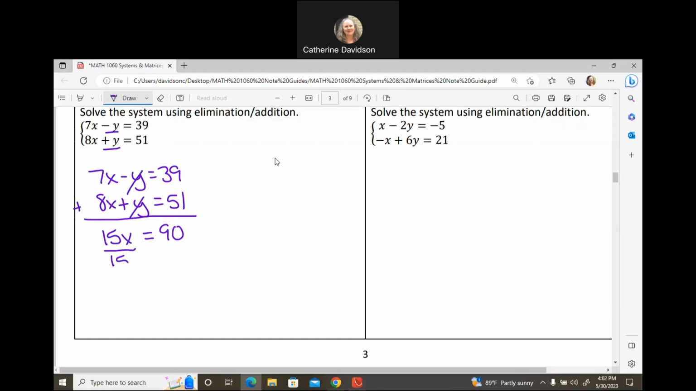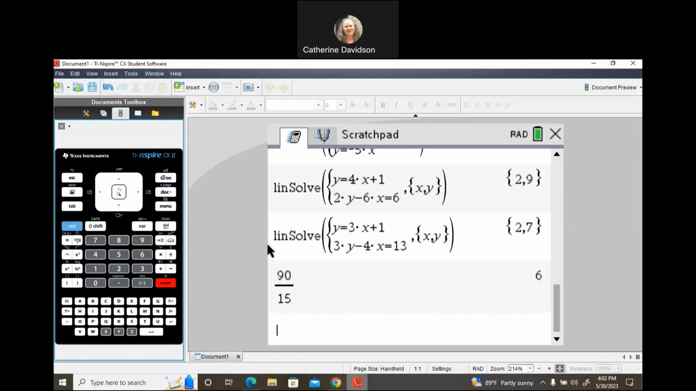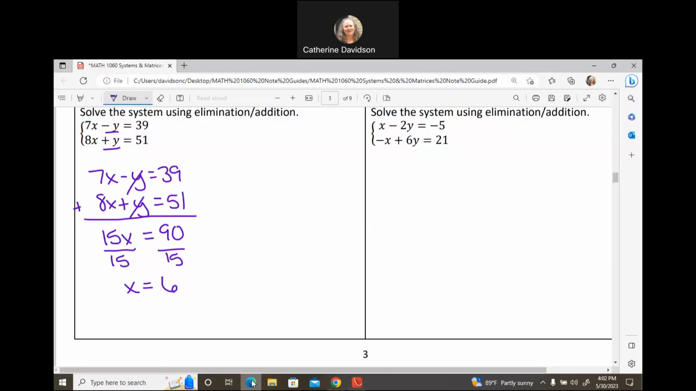From there, I'm going to divide out 15 twice. And I believe it is a 6. What if I'm not sure? Let's do this. You can always double check yourself. 90 divided by 15 is a 6. So x is equal to 6. You don't necessarily always eliminate the y. You may eliminate the x.